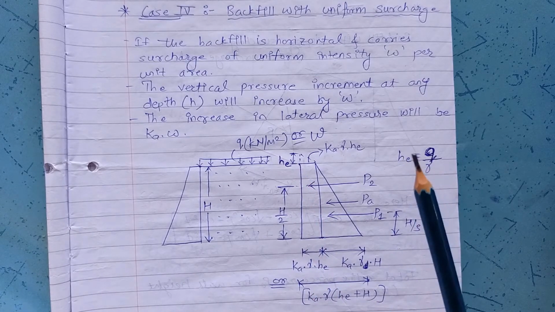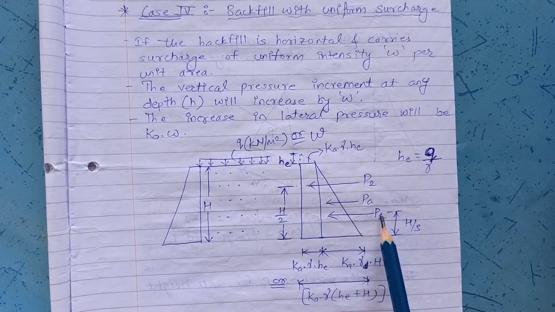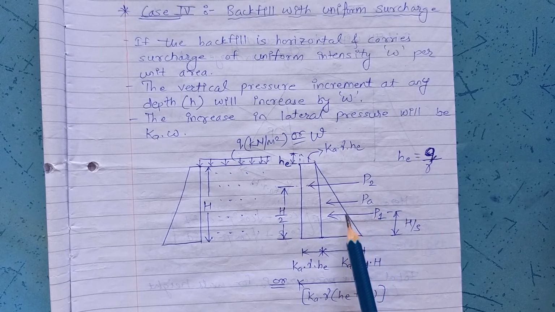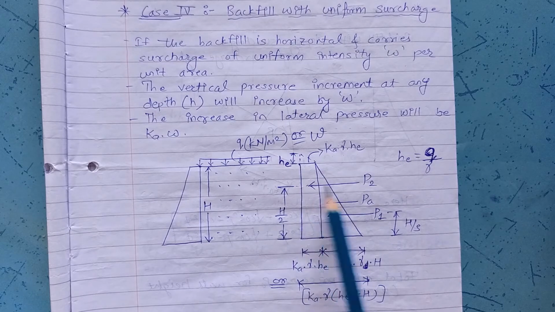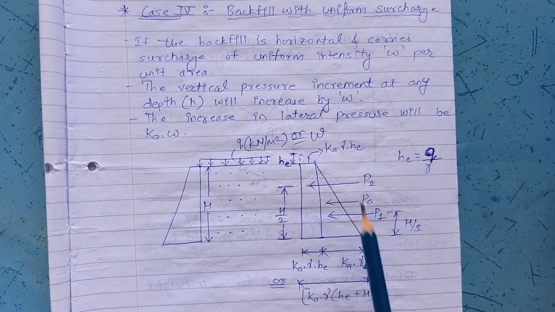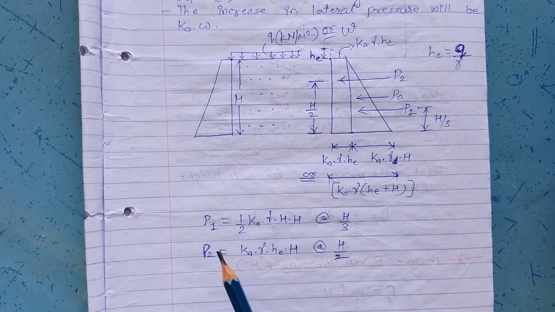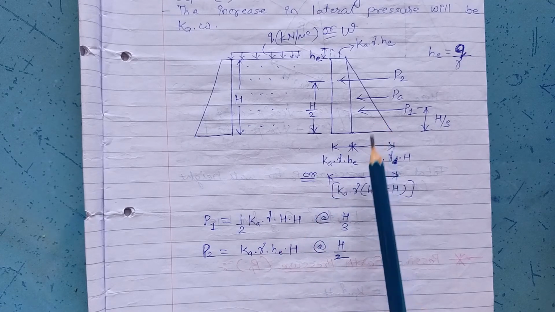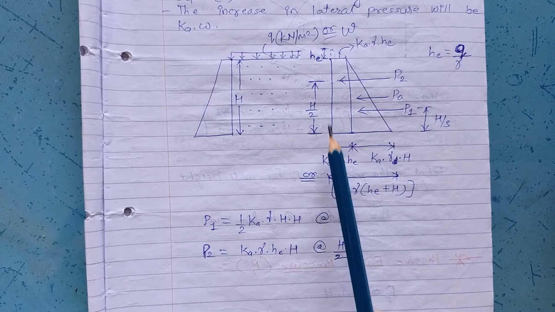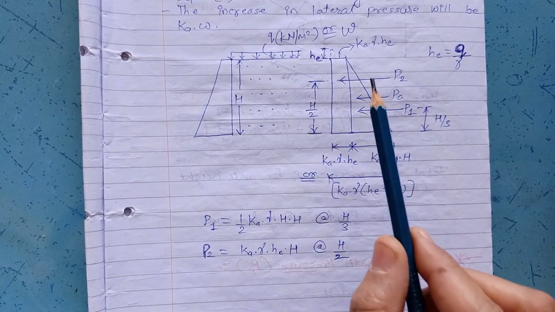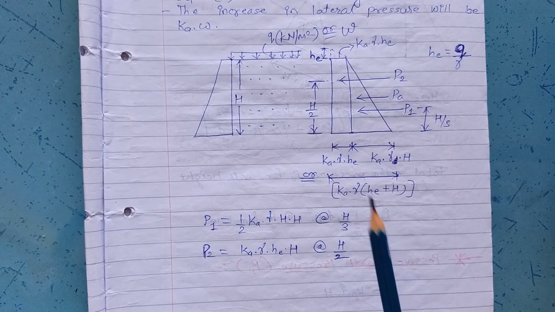Now here in all 2 pressures will be acting, and the resultant of that will be Pa. The first pressure will be P1 due to this triangular component, and the second pressure will be P2 due to this rectangular component. P1 will be half Ka into gamma into H, into height H, acting at a distance of H by 3.